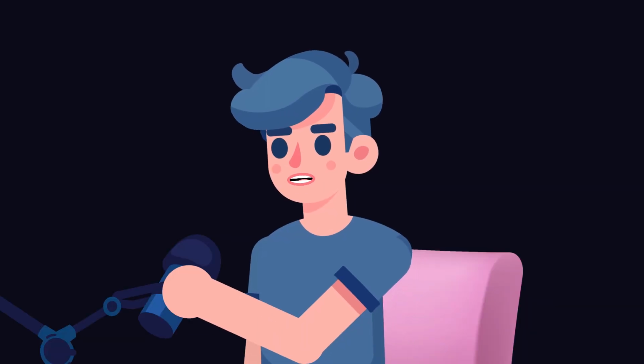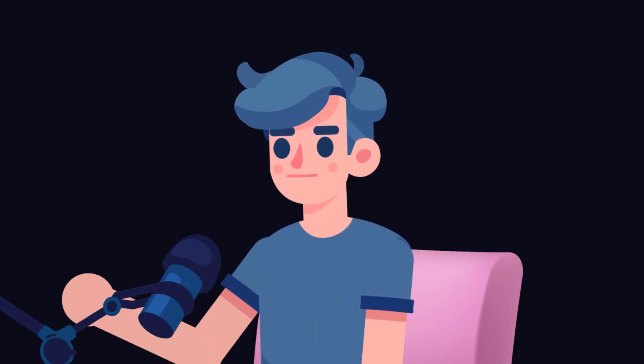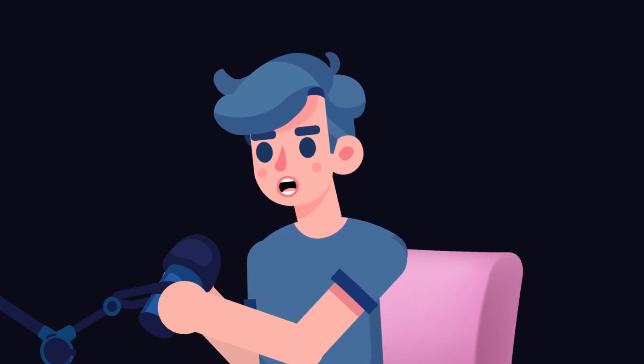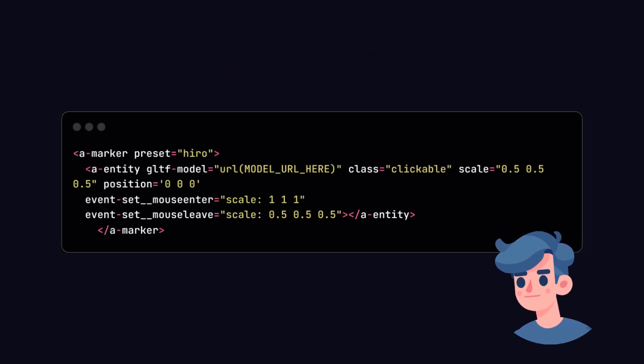Now save the changes and refresh your demo in the browser. Once again, hold the camera to the hiro marker, and you should be able to see your 3D model rendered. Isn't that fantastic? Next, we'll explore interaction. Let's make our model respond to the click event.